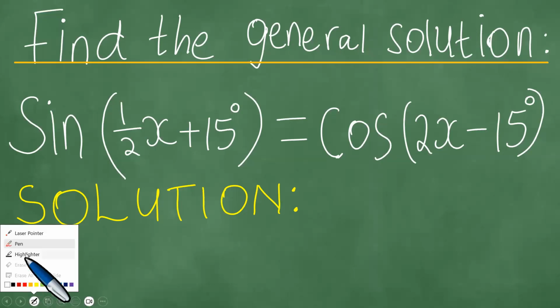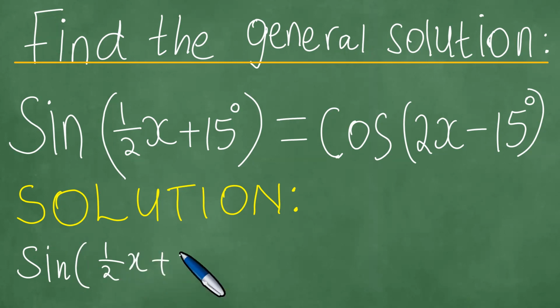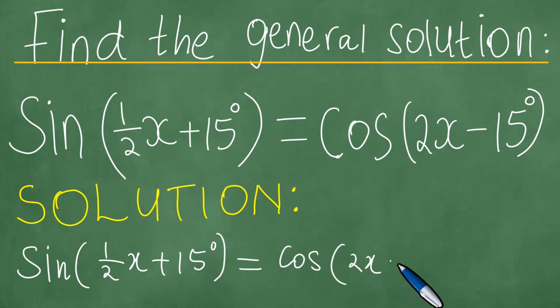Right, we need to find the general solution to the trigonometric equation below. And to do this, we start as follows. So we say the sine of 1/2 x plus 15 degrees is actually equal to the cosine of twice x minus 15 degrees.